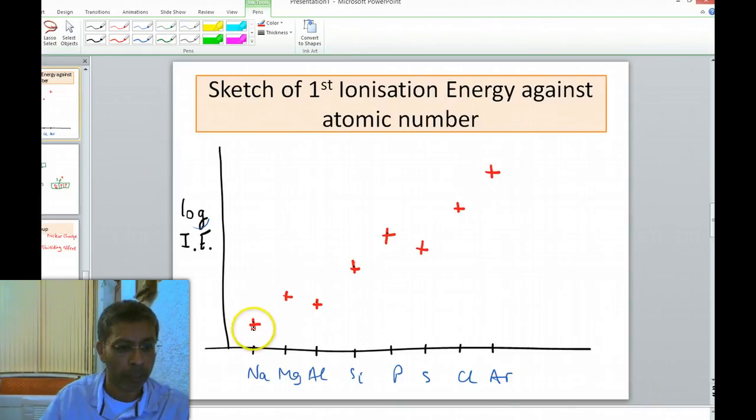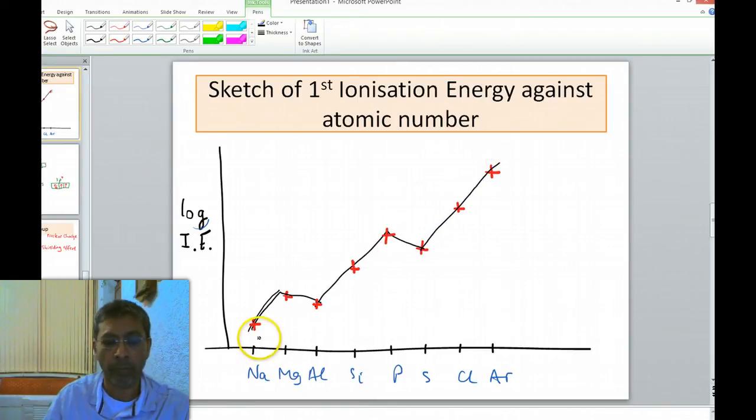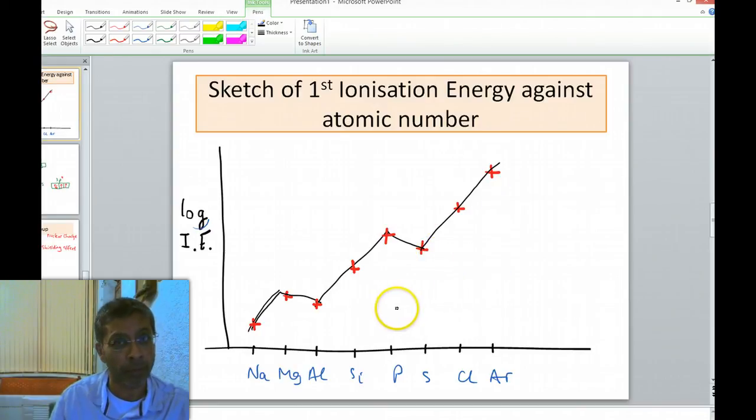Okay, so we need to be able to explain this trend. There's a drop there, and then there's a drop there, and then it carries on. You notice the steps of 2, 3, 3. If you were talking about period 2, there would be a similar drop. There'd be a trend 2, 3, 3 for period 2 as well, and the explanations would be the same.